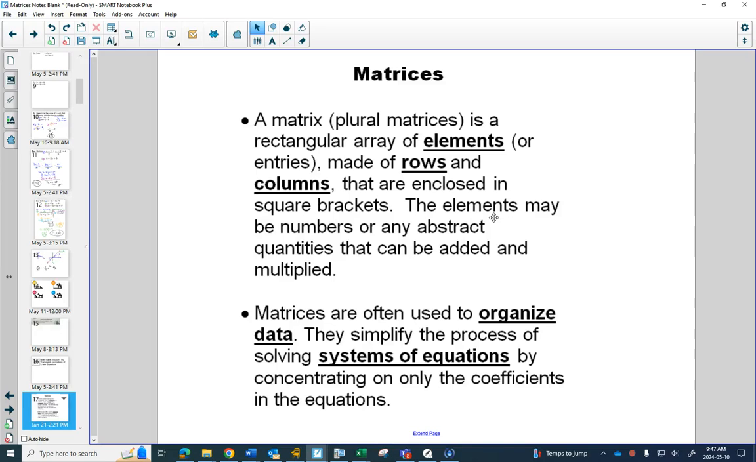You make a big set of brackets with rows and columns, and you put numbers into that big set of brackets. And we use matrices to organize data, and one of the things that it can do is it can solve very large systems of equations easily, but a little bit annoying.